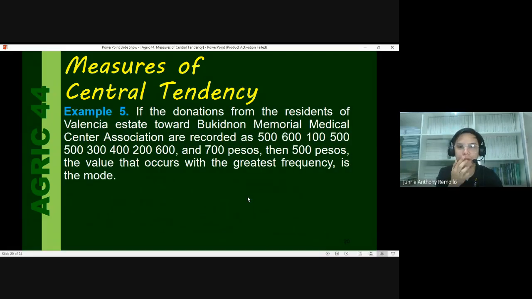For example 5, the donations from the residents of Valencia Estate toward Bukidnon Memorial Medical Center Association are recorded as 500, 600, 100, 500, 500, 300, 400, 200, 600, 700 pesos, and then 500 pesos. The value that occurs with the greatest frequency is the mode. So we can identify that the mode is 500.